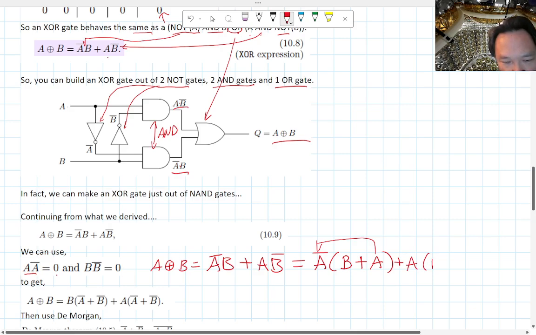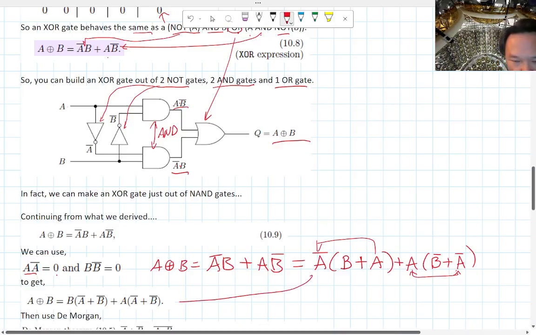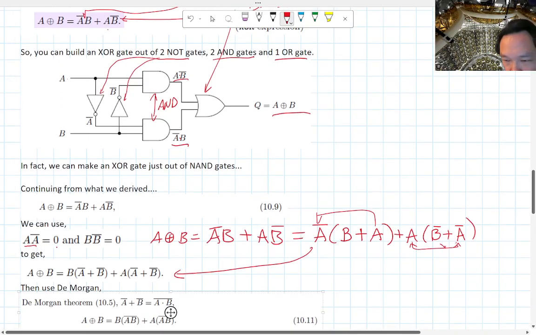In that case, B bar. I'm going to add A bar here. Once again, I'm adding 0 here, because A times A bar is always 0. Okay, and that's how I get the next step here, just by rearranging things.